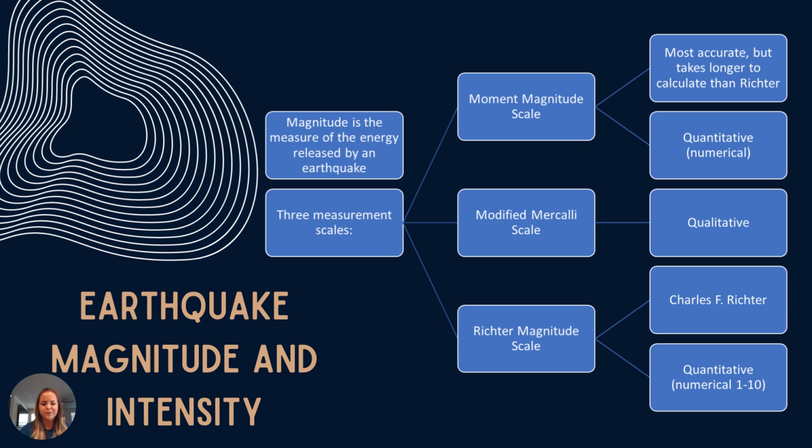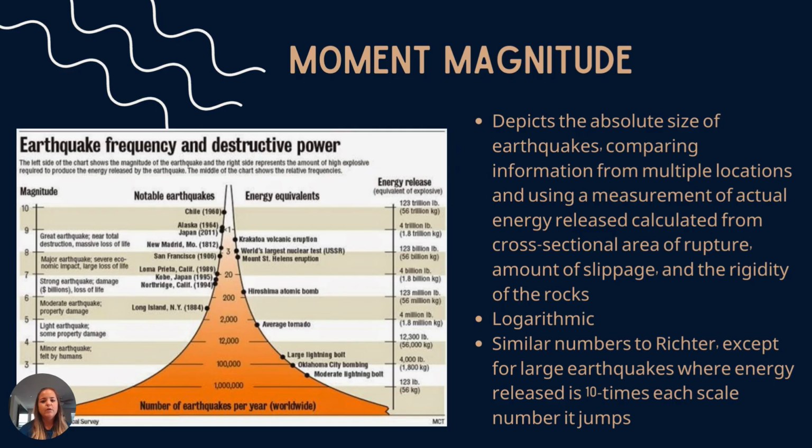So when an earthquake happens, the immediate number that comes out is the Richter magnitude number. And then eventually they'll do some recalculations and make sure that they have the correct information and give you the moment magnitude.